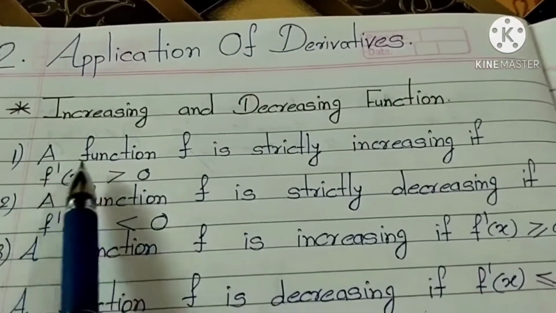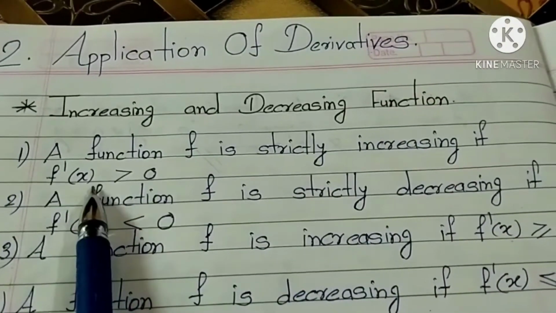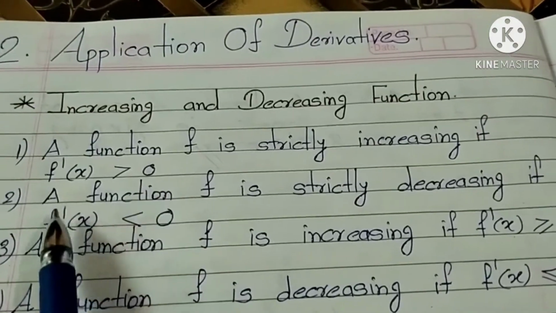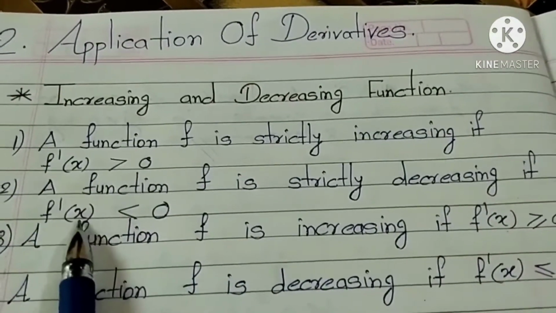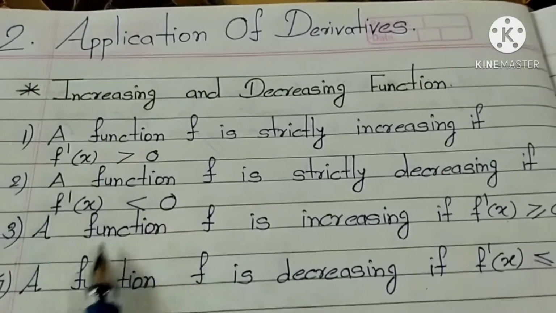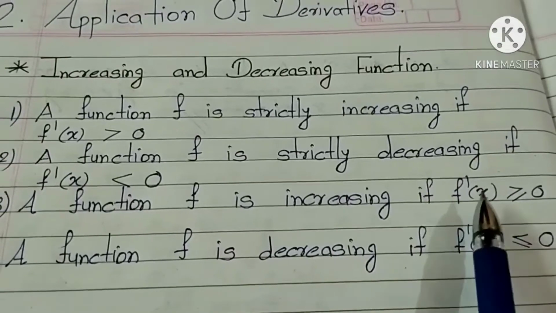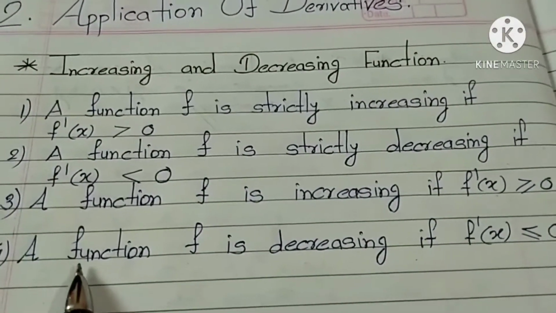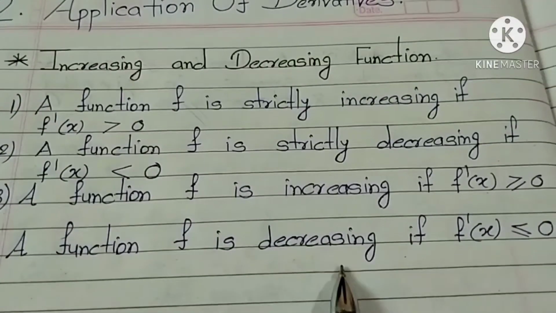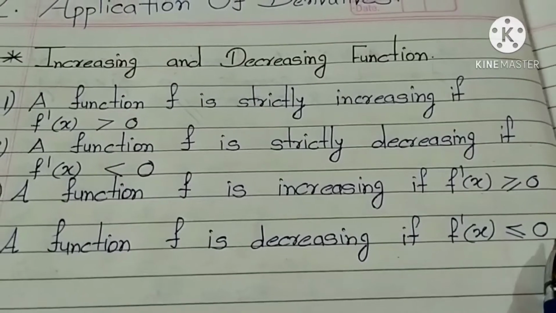First point, a function f is strictly increasing if f dash of x is greater than 0. Second point, a function f is strictly decreasing if f dash of x is less than 0. Third point, a function f is increasing if f dash of x is greater than or equal to 0. And fourth point, a function f is decreasing if f dash of x is less than or equal to 0.